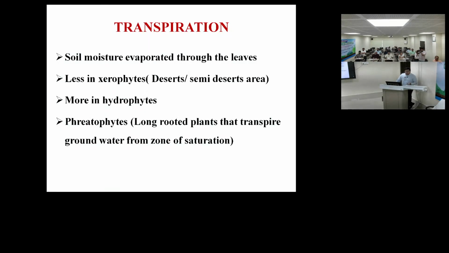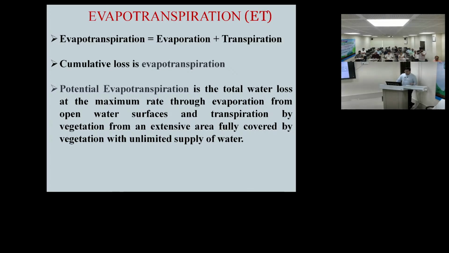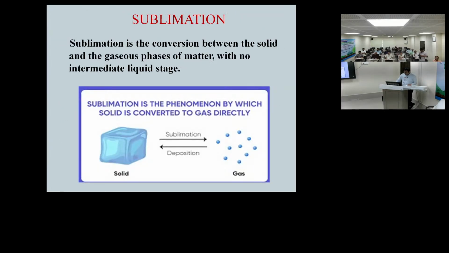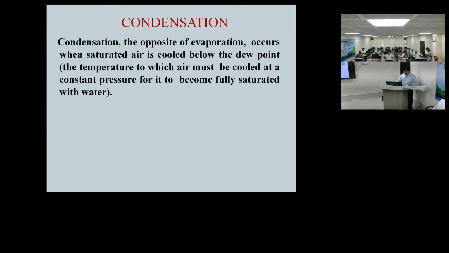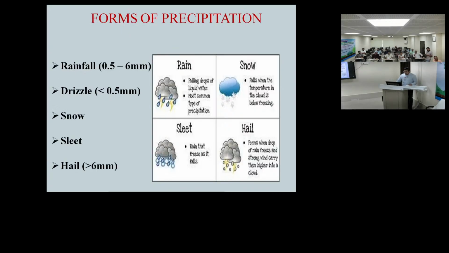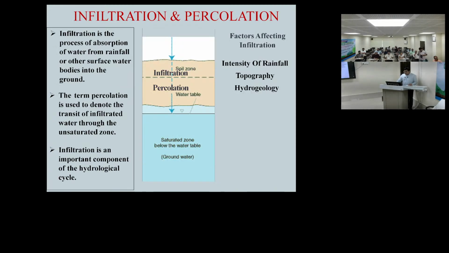Transpiration happens through the soil moisture and through the leaves. So this is how the transpiration happens. Evapotranspiration is a mixture of evaporation and transpiration, with intermediate loss in evaporation. After that there will be sublimation, which is the change from solid to gaseous matter with no intermediate liquid stage. Then there will be interception loss, and after that condensation, which may be in the form of rainfall, drizzle, snow, sleet, hail, as you can see on the surface of the earth. After that comes the infiltration and percolation.